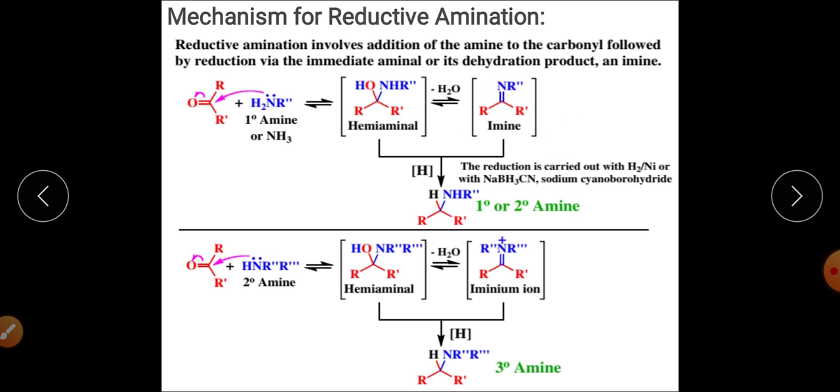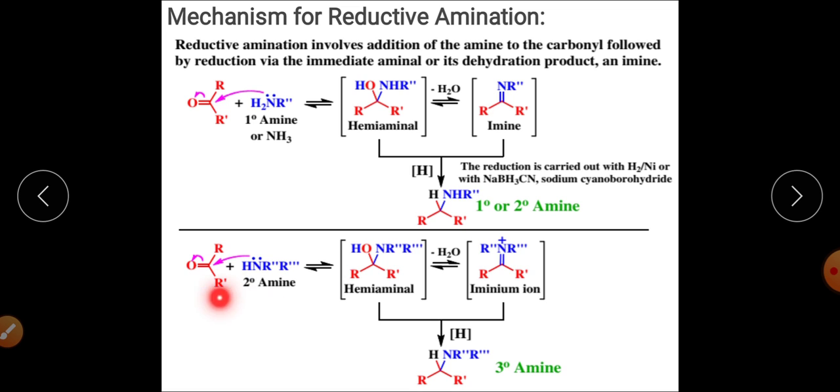So first of all, when ammonia or an amine is allowed to react with the aldehyde or ketone, it gets converted into an imine through a hemiaminal. After formation, the imine undergoes catalytic hydrogenation. It undergoes the reduction reaction, and on reduction it gets converted into the desired product. It may be a primary amine, a secondary amine, or a tertiary amine, depending upon the type of substrate you have taken.